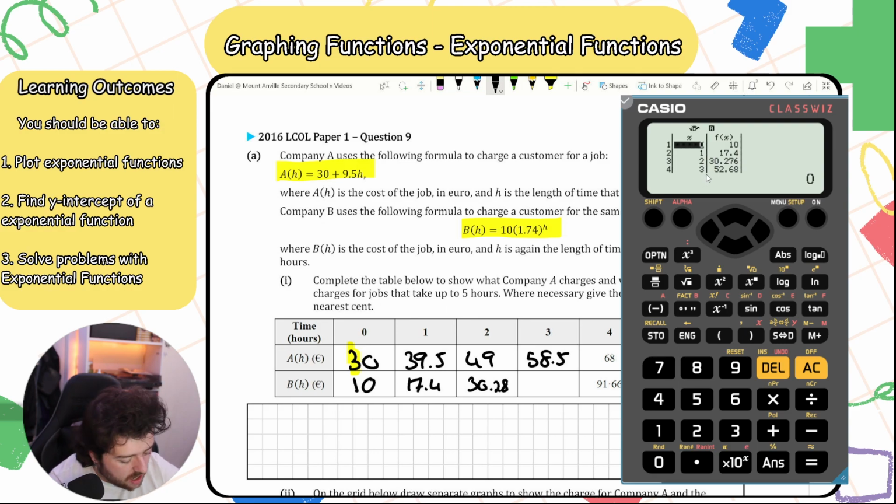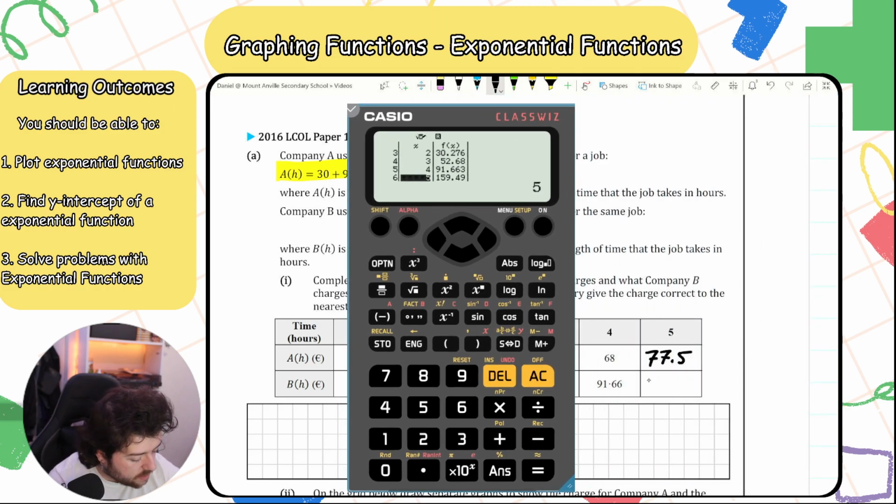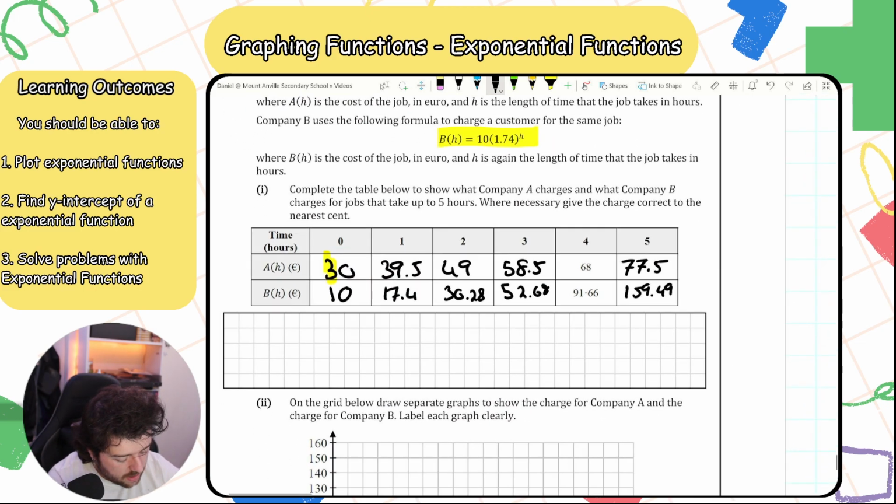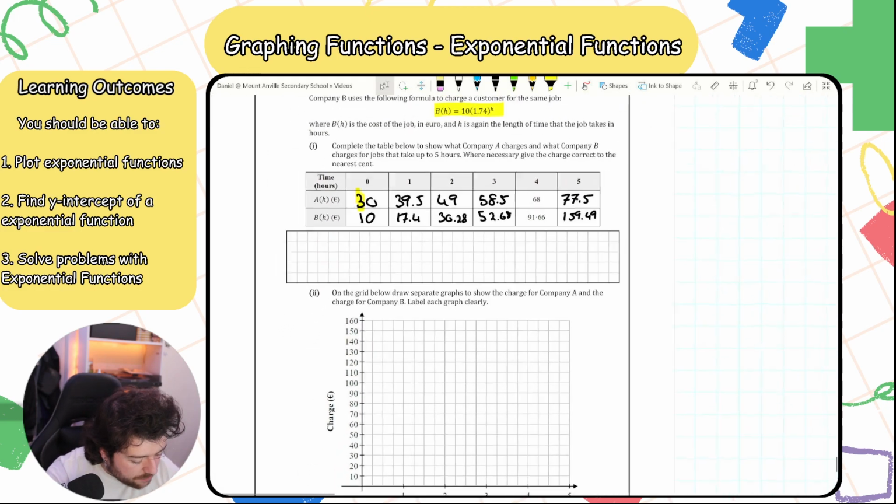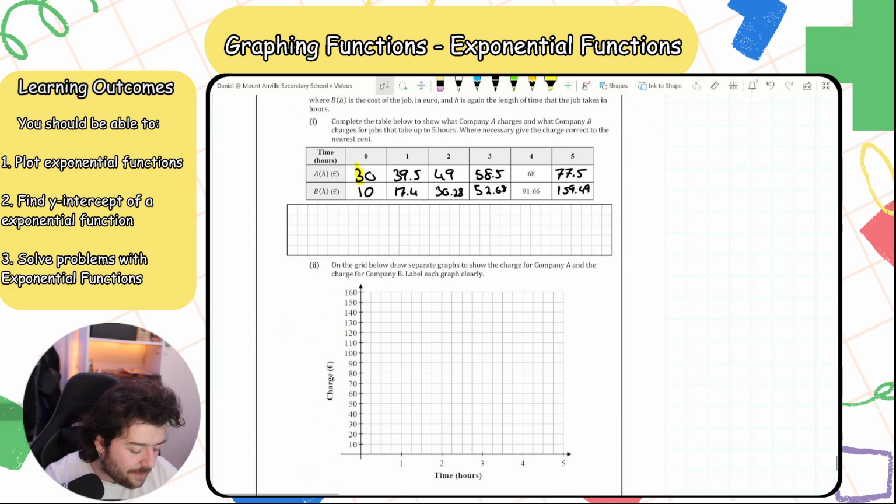After 3 hours, they charge 52.68. 4 hours, they charge 91.68, or 66 cents, I should say. And then after 5 hours, they charge €159.49. Right. On the grid below, draw separate graphs to show the company charges for company A and company B.